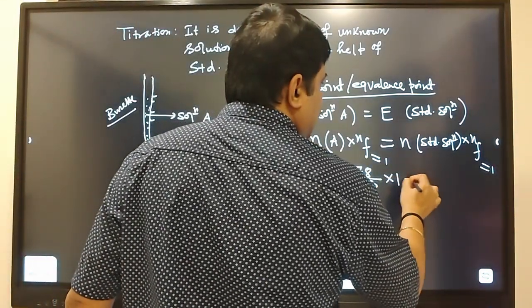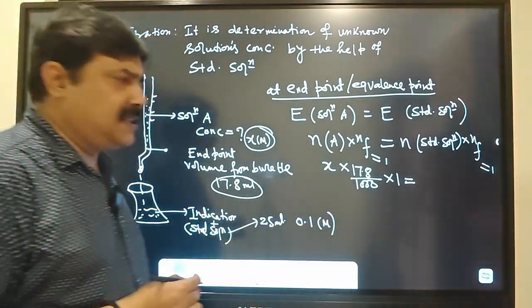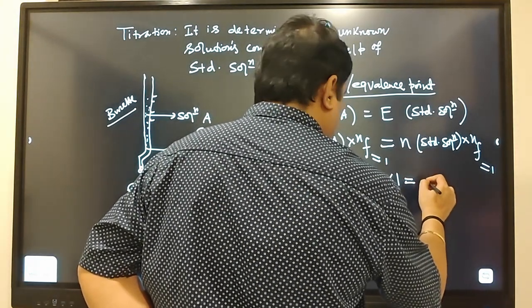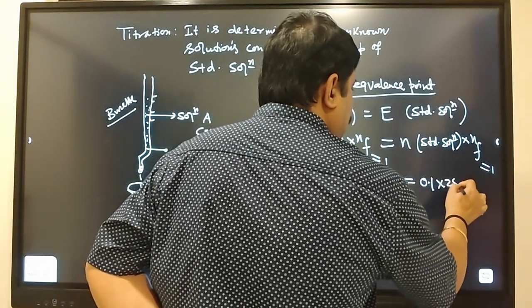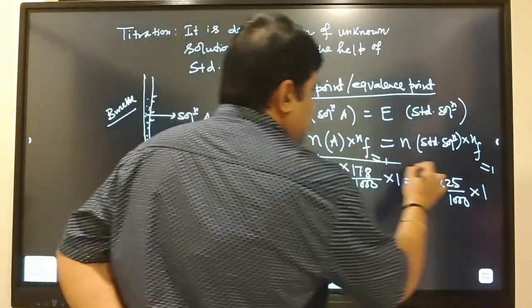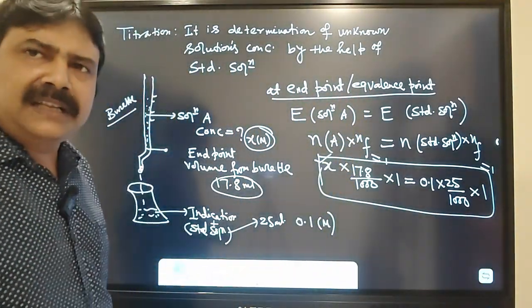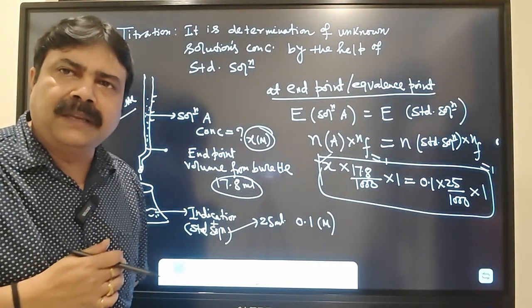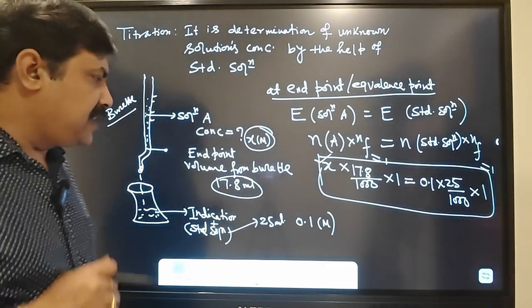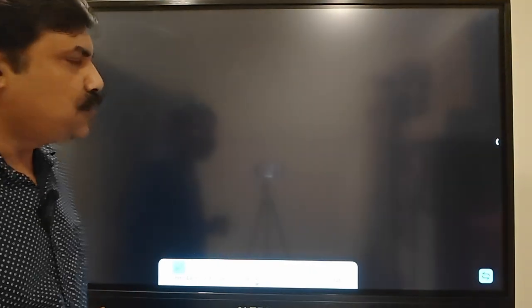Equals to, here also same logic, volume of the solution in liter into molarity for the standard solution is the number of moles. So volume of the solution in liter into molarity is 0.1, volume of the solution 25 ml, that's why 25 by 1000, into n factor, here also 1. Looking at this equation, I can easily calculate the value of x. One equation, one unknown, I will get the value of x, which is nothing but the molarity of solution A, which is nothing but the concentration of A. This is your titration.